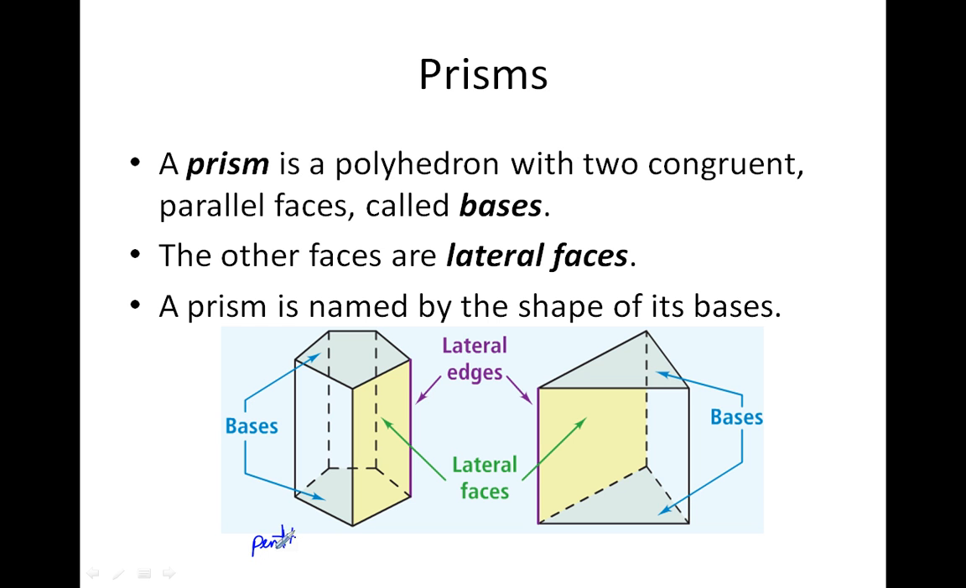If I can spell today. Pentagonal prism, because its bases are pentagons. The one here on the right, we have bases which are triangles, and then the lateral faces are rectangles, so this would be a triangular prism. It's important to be able to distinguish which shapes are the bases and which shapes are the lateral faces as we go through to find surface area.